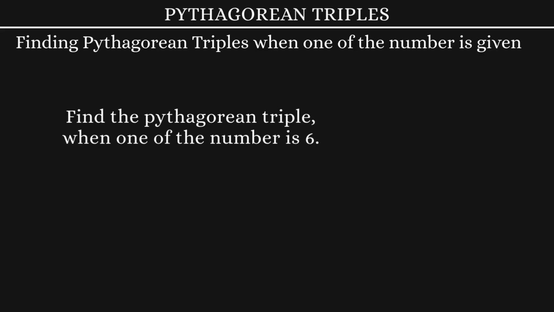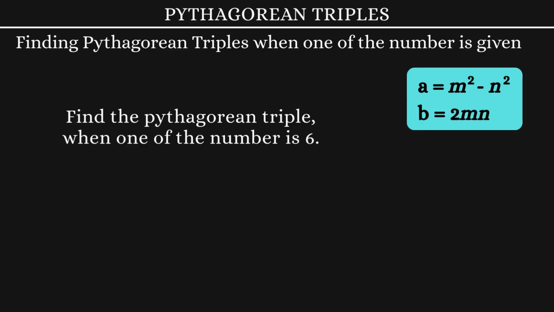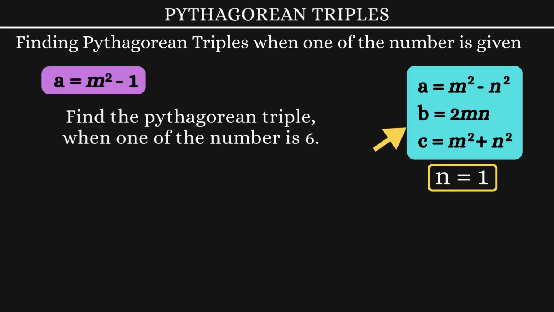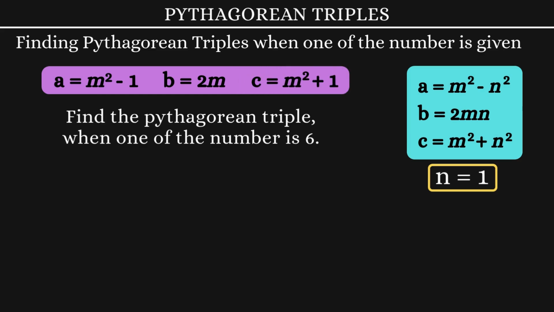Before getting started, let's quickly recollect the formula to find the triples. A is equal to m squared minus n squared, B is equal to 2mn and C is equal to m squared plus n squared. Now listen carefully. When you have these kinds of questions, let's keep n as 1. So the formula becomes A is equal to m squared minus 1, B is equal to 2m and C is equal to m squared plus 1.